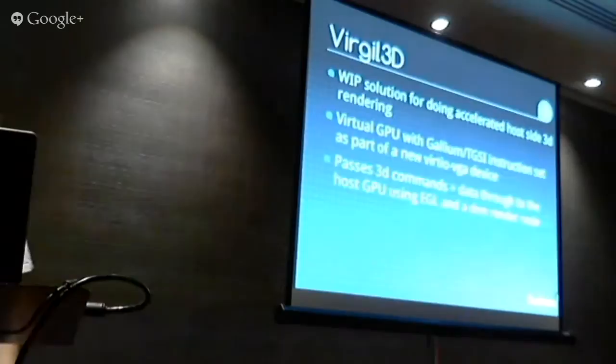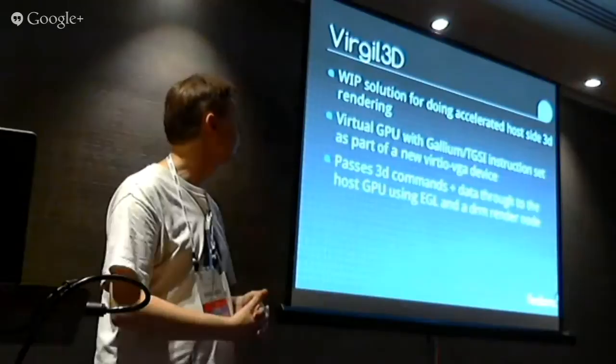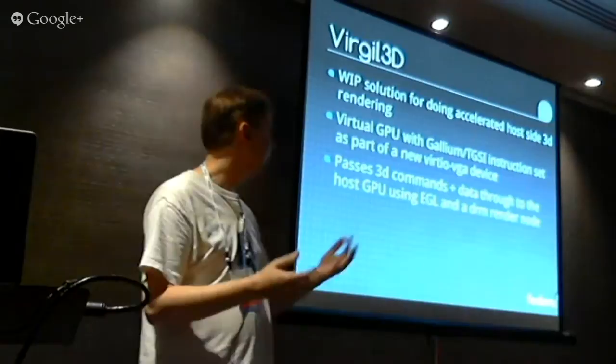So virtual 3D is a work-in-progress solution for doing accelerated host-side rendering. It has a virtual GPU, just another virtual device in QEMU, which uses the Gallium TGSI shader instruction language as part of a new VirtIO VGA device. And this way, we have a virtual GPU.